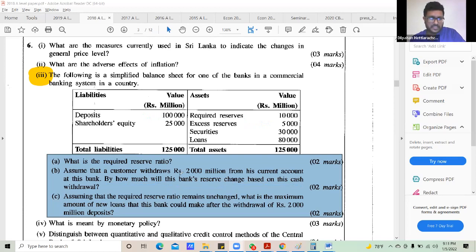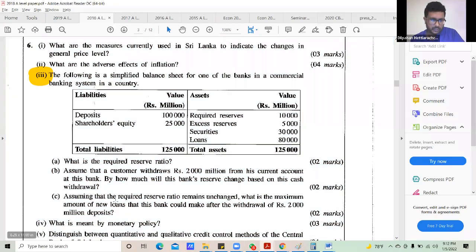Yes. So we'll go for C part then. What is C? Assuming that the required reserve ratio remains unchanged, that means SRR is still 10%. What is the maximum amount of new loans that this bank could make after the withdrawal of 2,000 million deposit?